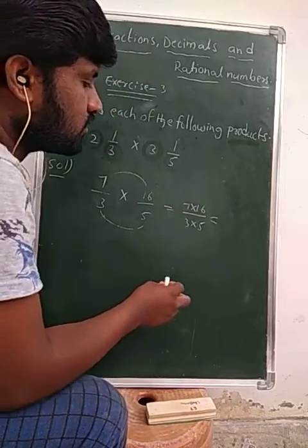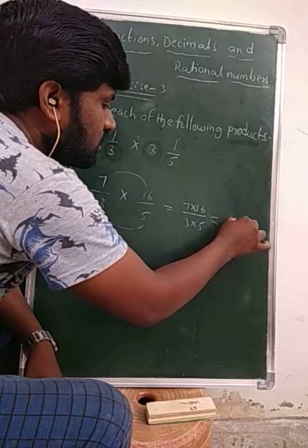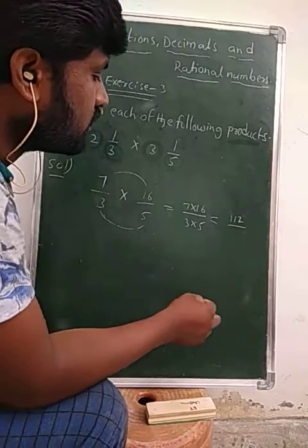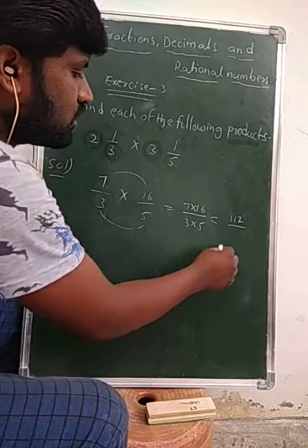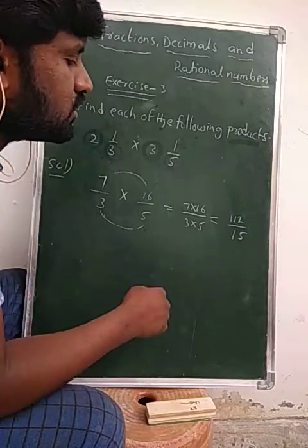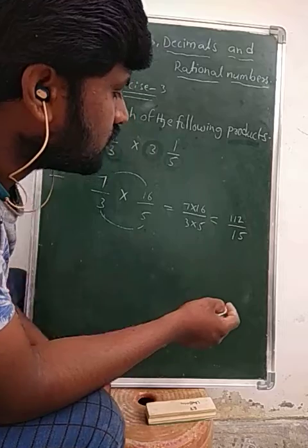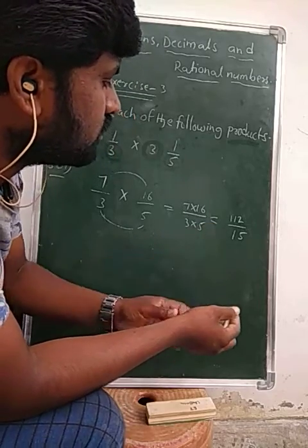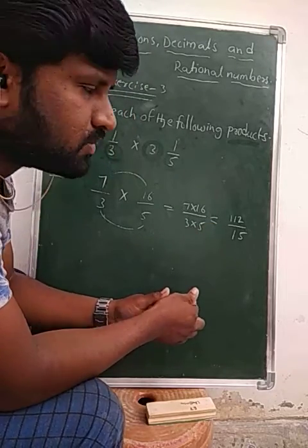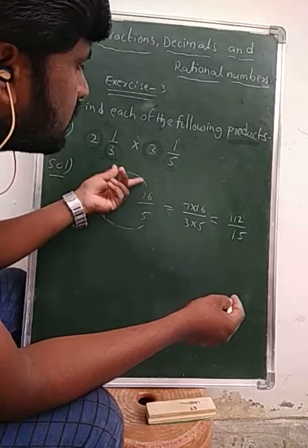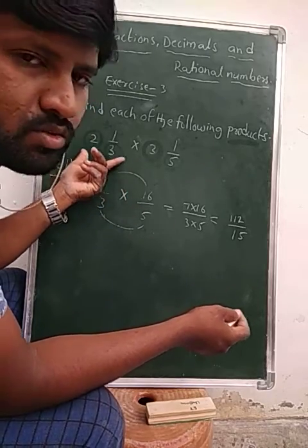Okay, the product of their numerators by the product of their denominators. 7 16s are, that is what, Nana? 112 by 3 5s are 15. Okay, so we can write 112 by 15. So this is the required answer for this question. Like this, in the same manner, you practice the remaining questions.